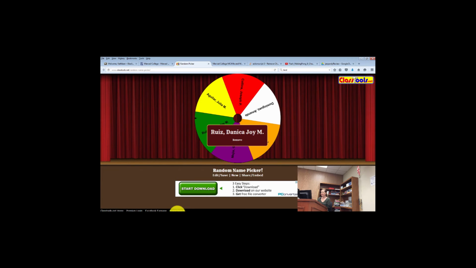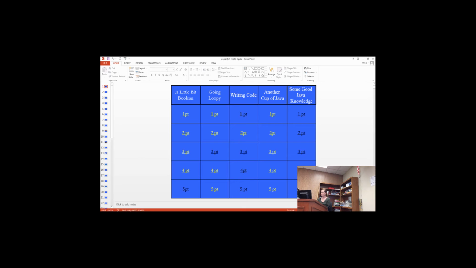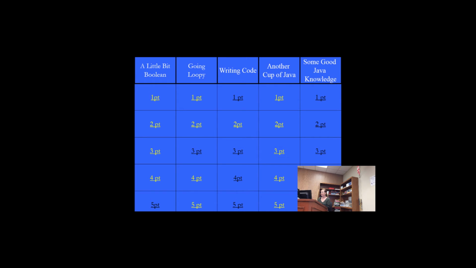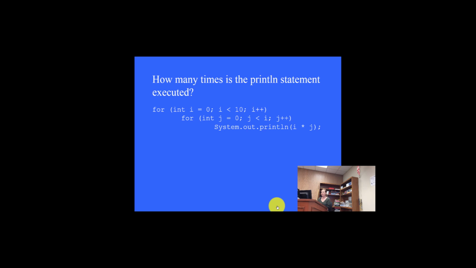So, Donica, is she here? Yes. Okay. Which one would you like? Yay, a 5-pointer, good. All right, actually, this is our dual for loop question. So how many times is the print line statement executed? Remember that this type of question won't be on your exam, dual for loops. We don't get to these till second semester Java.